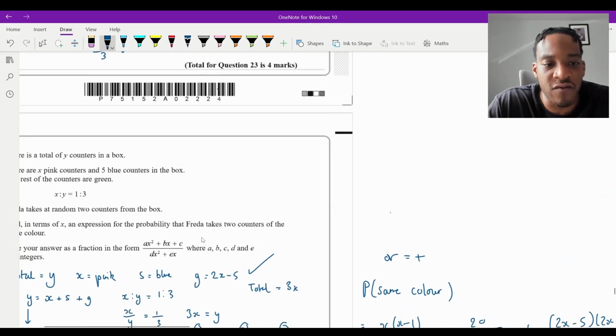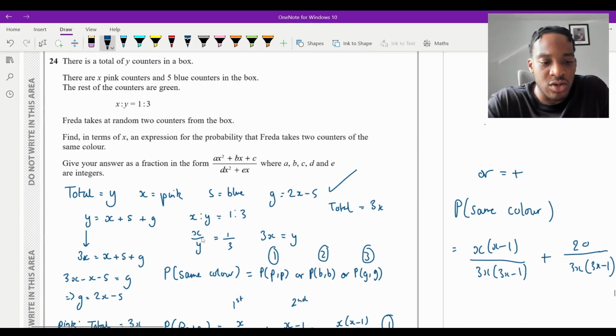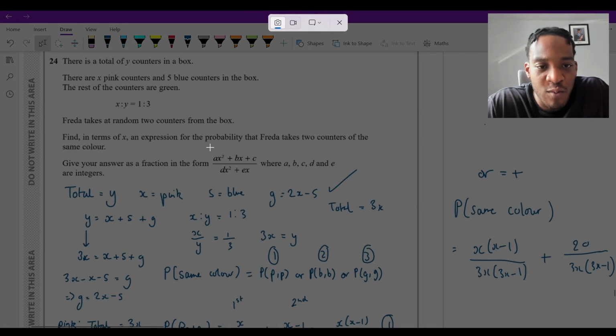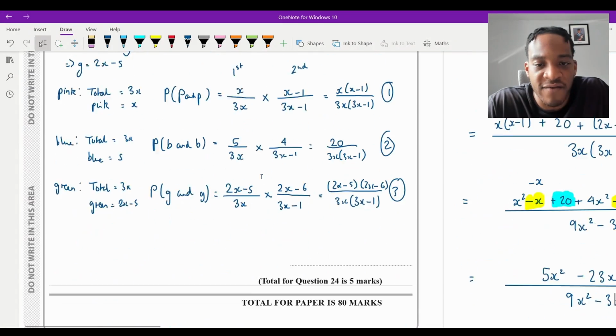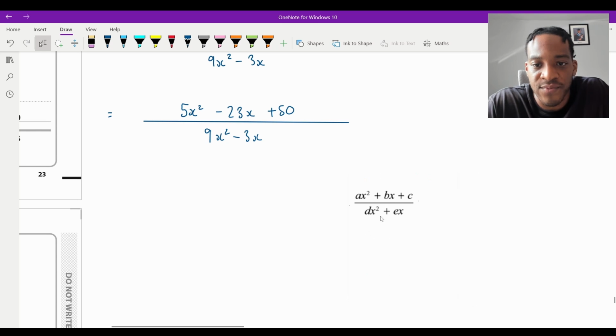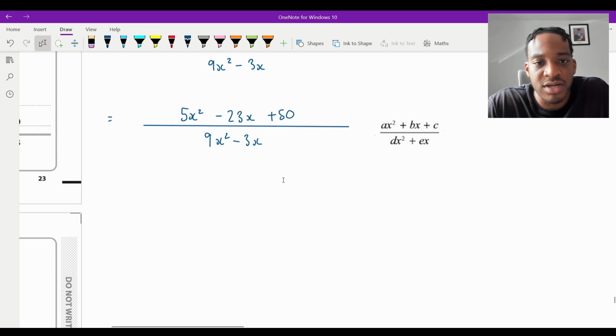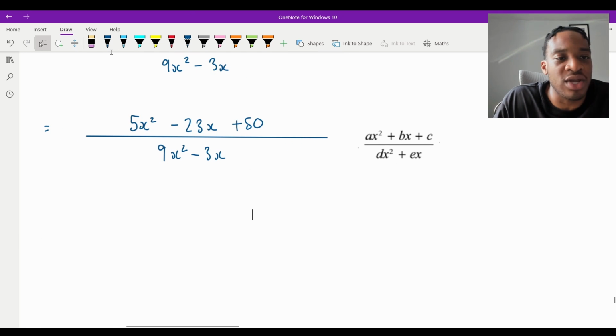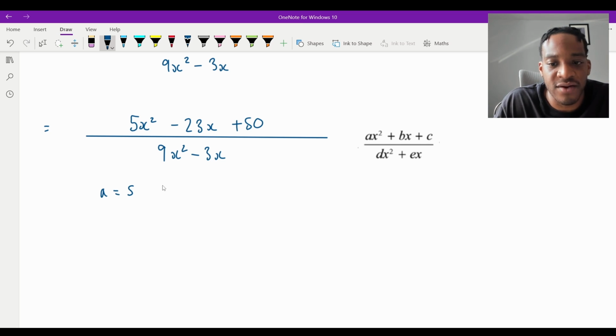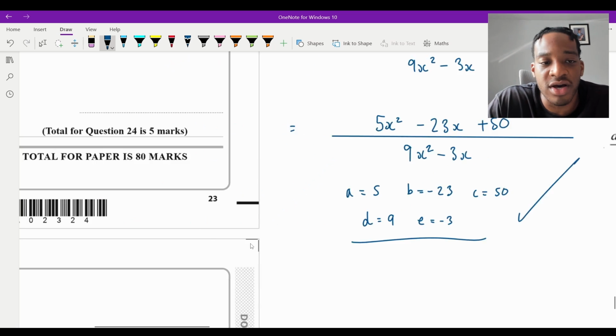Now let's look at the form that they wanted it in. It says give your answer as a fraction in the form of that there. So we need a quadratic on the top and another quadratic on the bottom. And we've got this here. Perfect. That would mean you don't need to write this, but it's always good to be super clear. You can just list your values of A, B, C, D, and E. A is equal to 5, B is equal to minus 23, C is equal to 50, D is equal to 9, put a square there so it's clear, and then E is equal to negative 3. And that's it, and that will give you the 5 marks.